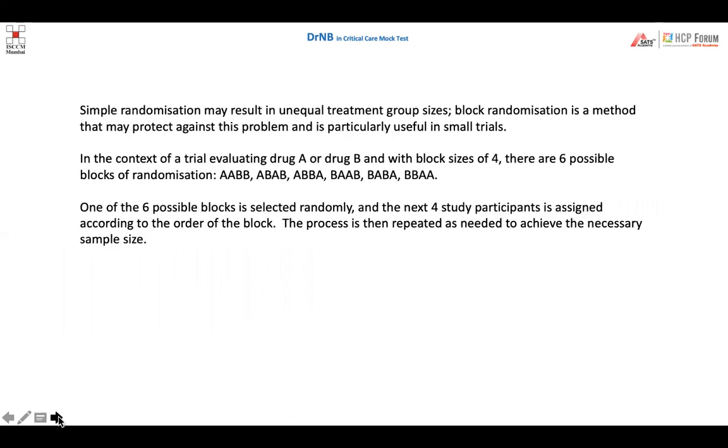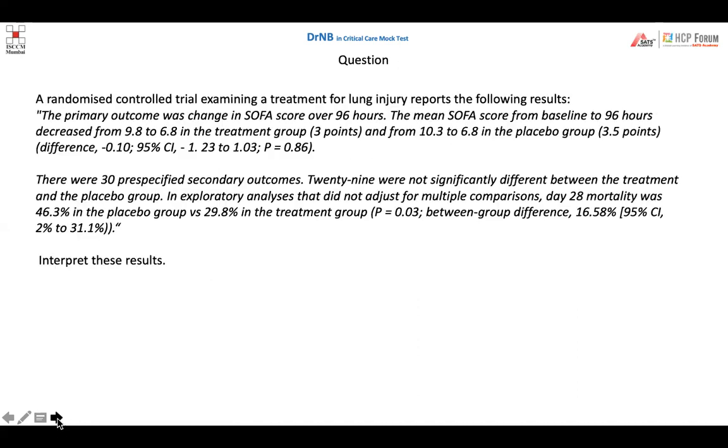What is block randomization? When you want to make sure that your numbers are kept equal in both the groups, we do block randomization so that unequal distribution of the groups does not occur, especially when small trials are done. When A and B are being evaluated, block sizes of 4 are formed, and 6 possible blocks of randomization exist. One of the 6 possible blocks is selected randomly, and the next 4 study participants are assigned in the order of the block. The process is then repeated to achieve the necessary sample size.